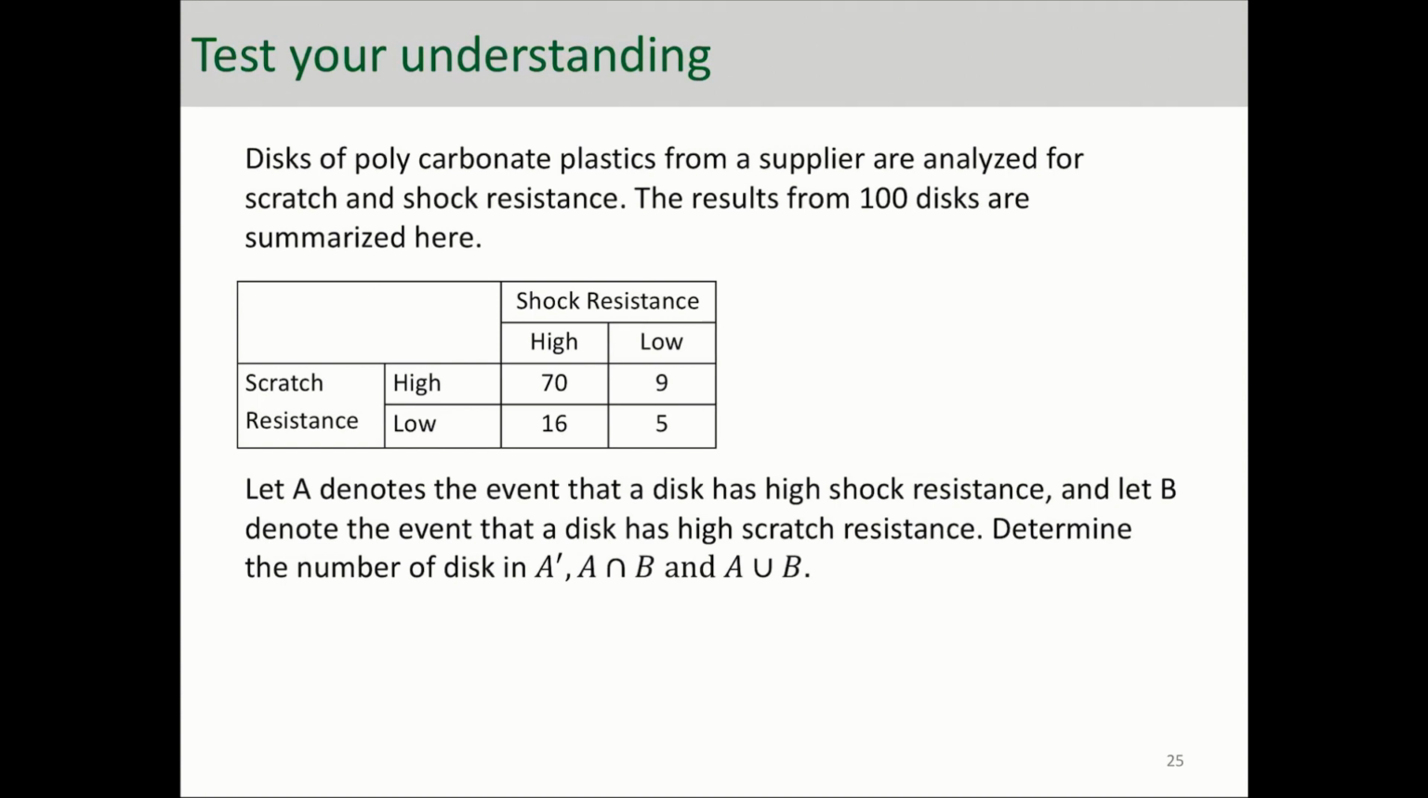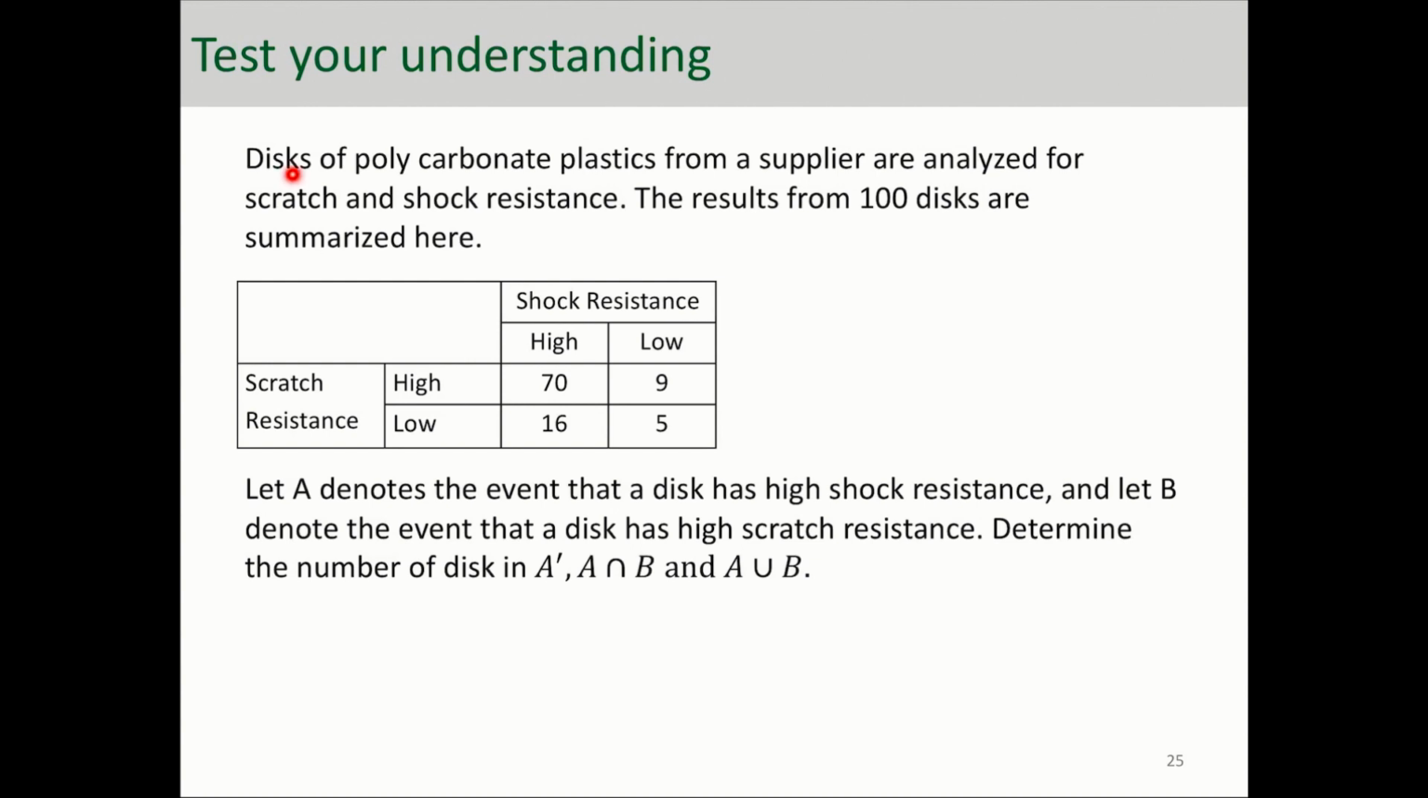Hello everyone. In this video we're going to look at two practice problems to practice what we learned so far in Module 1 about random experiments, events, and simple probability calculations. So let's take a look at this one.